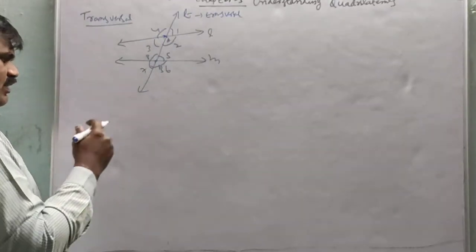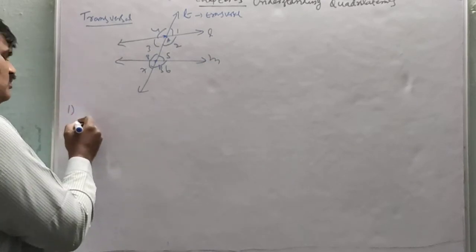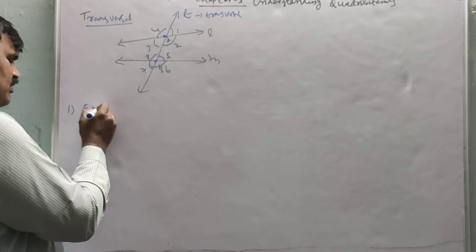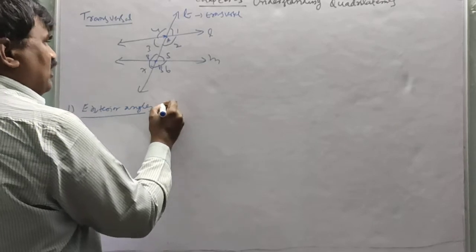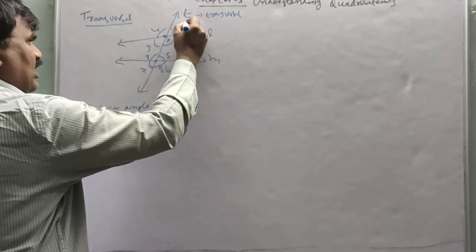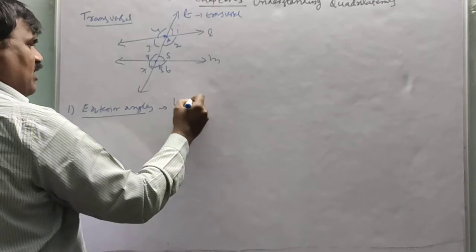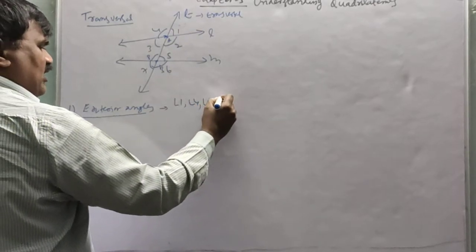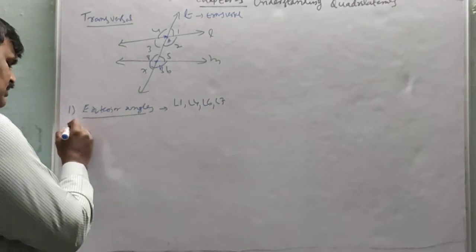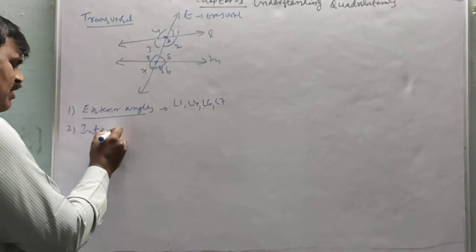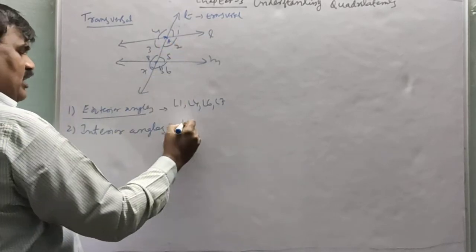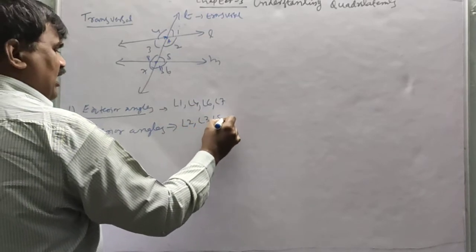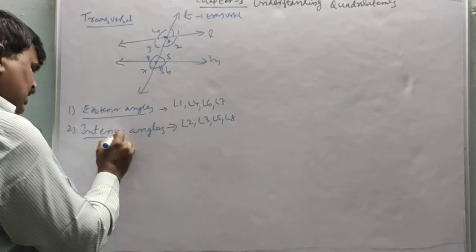These 8 angles have different purposes. So I will classify one by one. First one, exterior angles. So the angles, what are exterior angles here? The angles, angle 1, angle 4, angle 6, angle 7. These are exterior angles. Next, interior angles. What are interior angles here? The inside angles. So angle 2, angle 3, angle 5, angle 8. They are called interior angles.